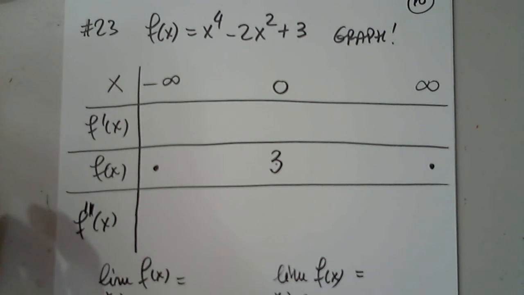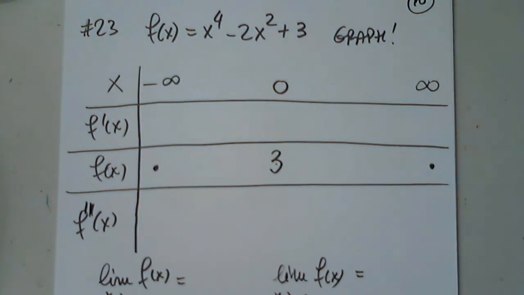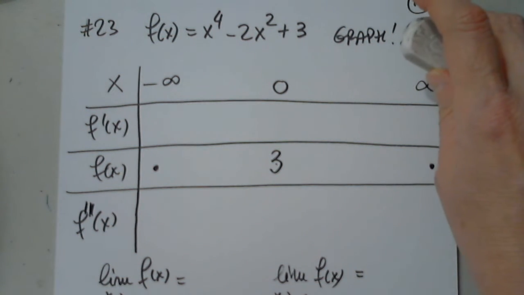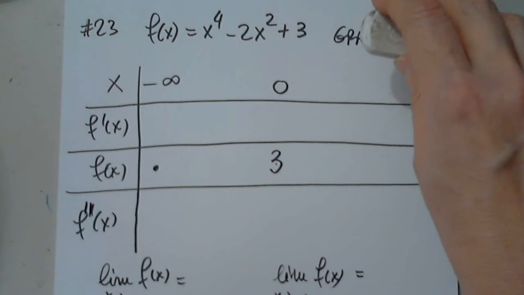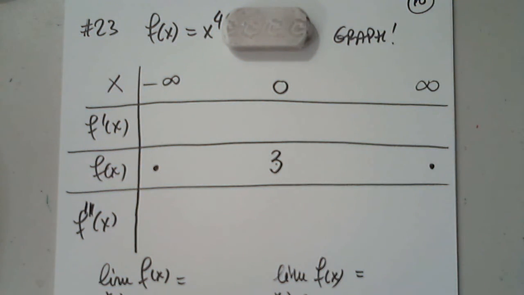When we determine the limits at infinities for this function, which of these three terms is the most powerful term? At infinity, only when we talk about infinities. Which one? I'm assuming you said x to the fourth. So then plug in negative infinity and tell me what to write.